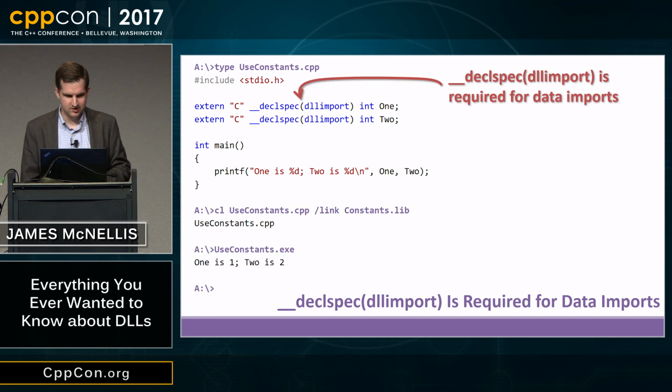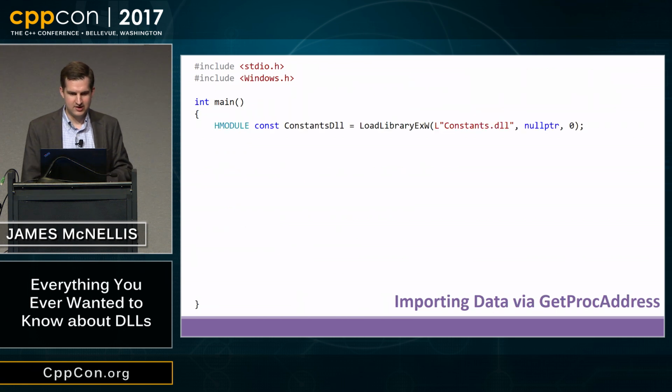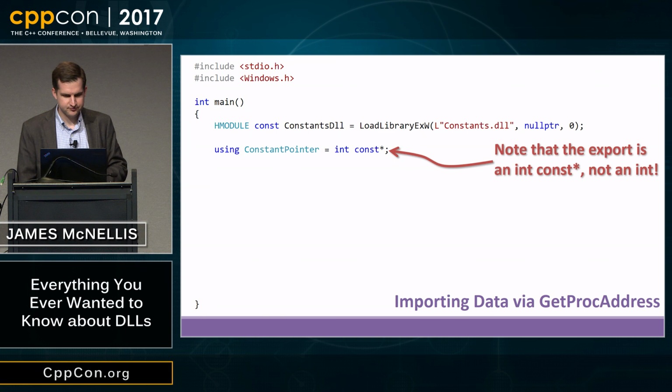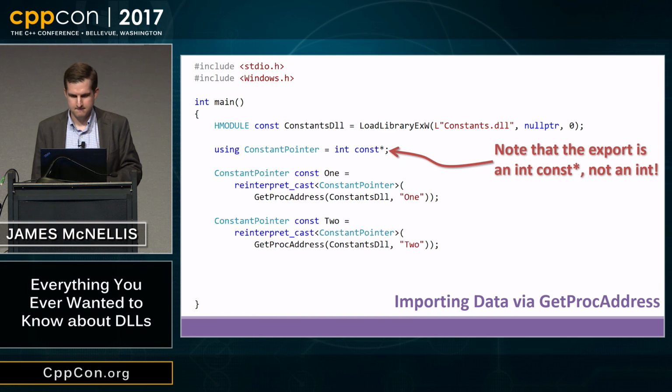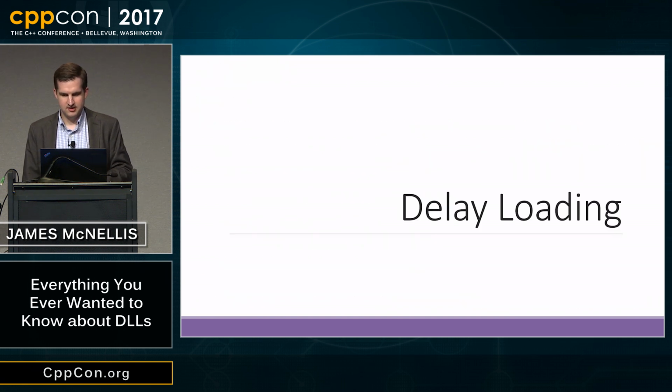And then we can see we can use it. 1 is 1, 2 is 2. You can also get data exports using GetProcAddress. But note that, again, this was what I was saying previously, the export is an int const star, it's not an int. Anyway, that all works just the same.